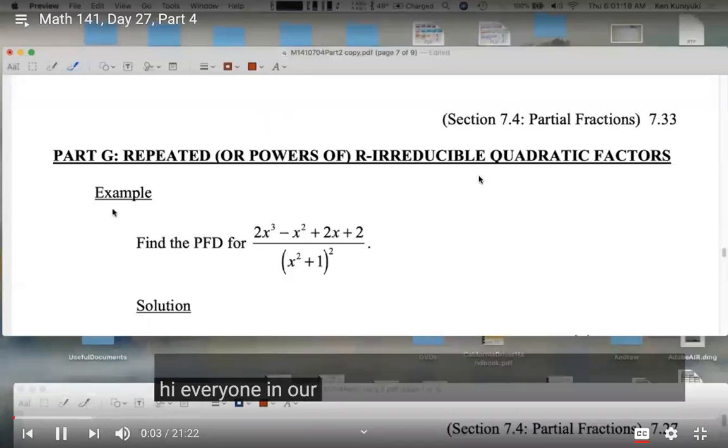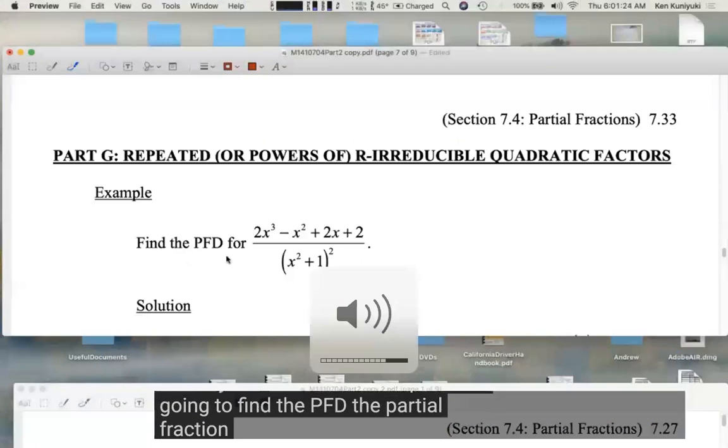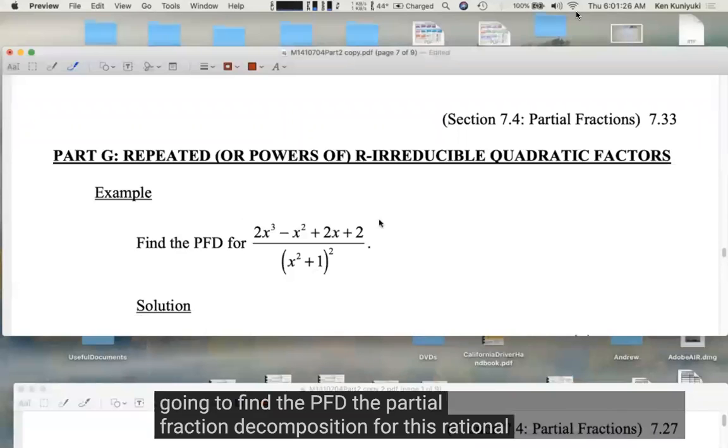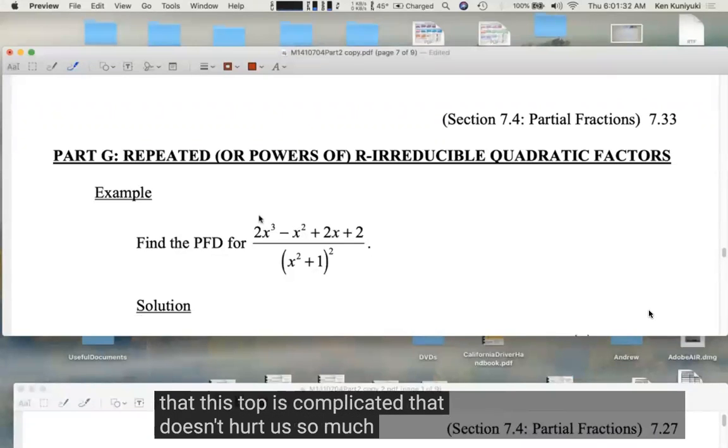Hi, everyone. In our last example, we're going to find the PFD, the partial fraction decomposition, for this rational expression. Don't worry about the fact that this top is complicated. That doesn't hurt us so much. Our first question is, is this proper?